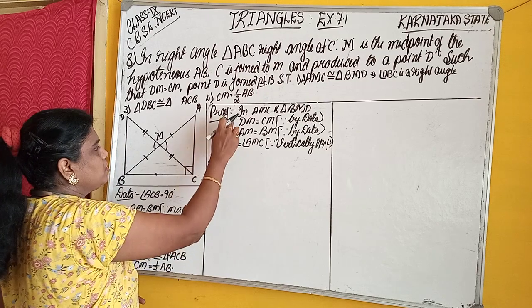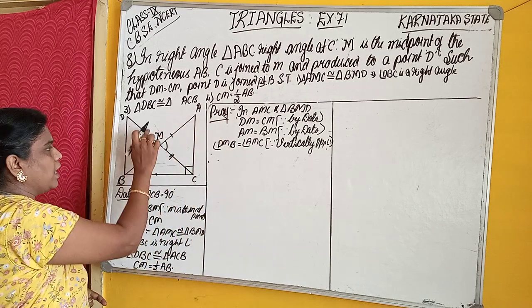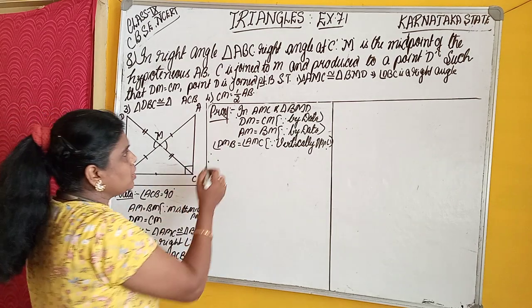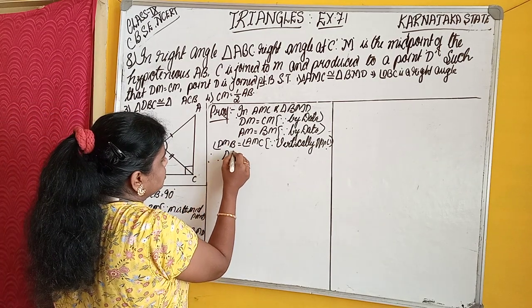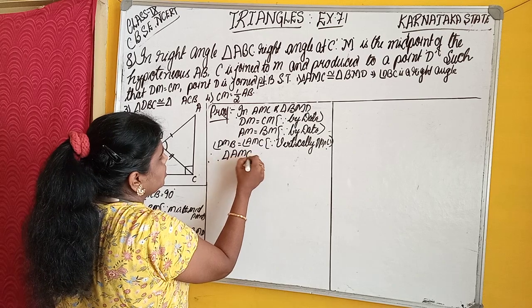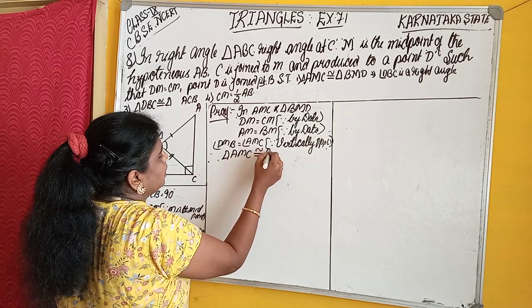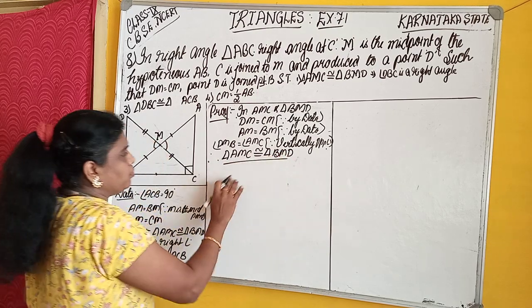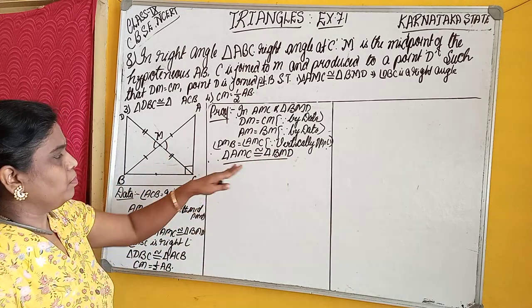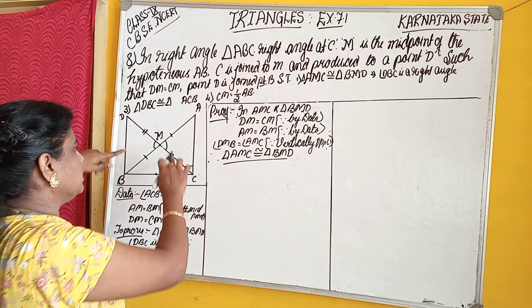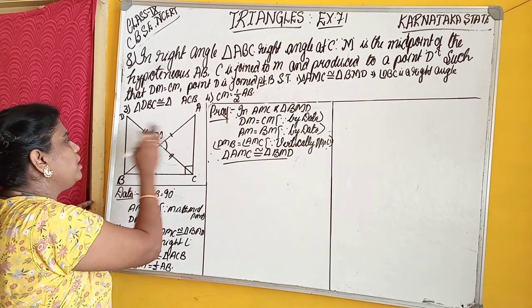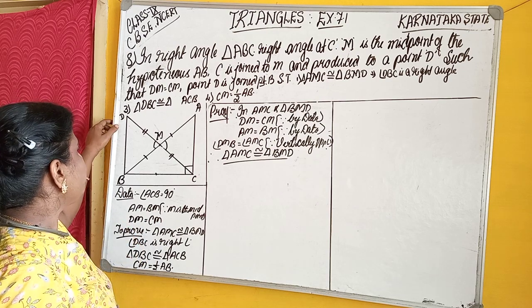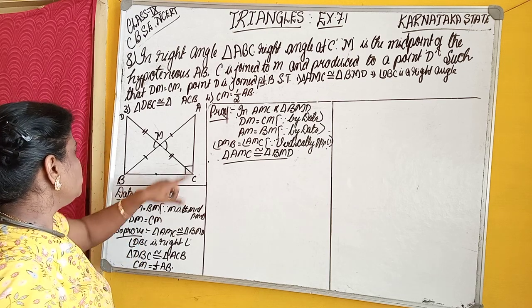Here what we got? Two sides and an included angle. Therefore, triangle AMC is congruent to triangle BMD. Okay, students, we proved the first point. By this, when the two triangles are congruent, the remaining corresponding parts are congruent. Therefore, DB is equal to AC.